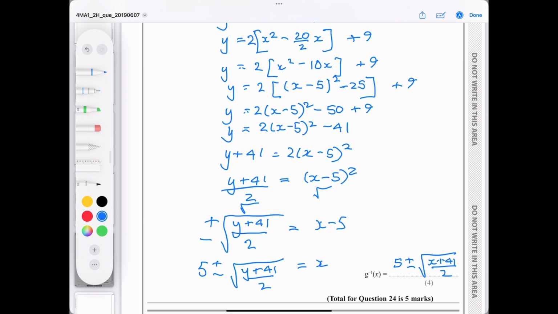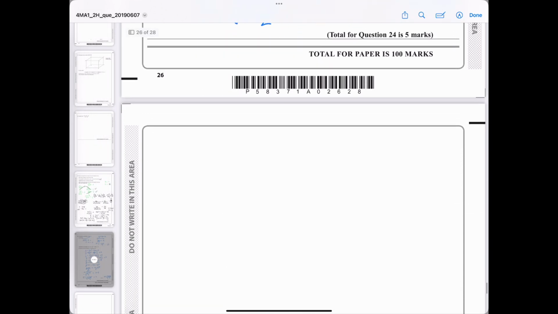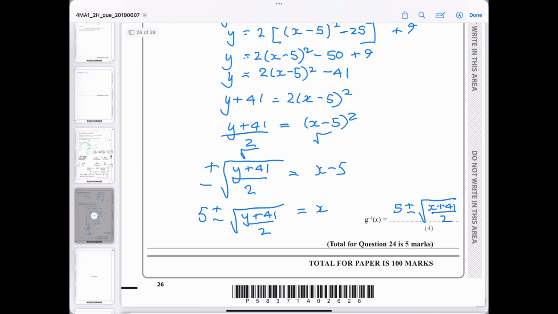And that is, I think, the end of the paper. It's quite a pleasant end of the paper. Thank you very much.